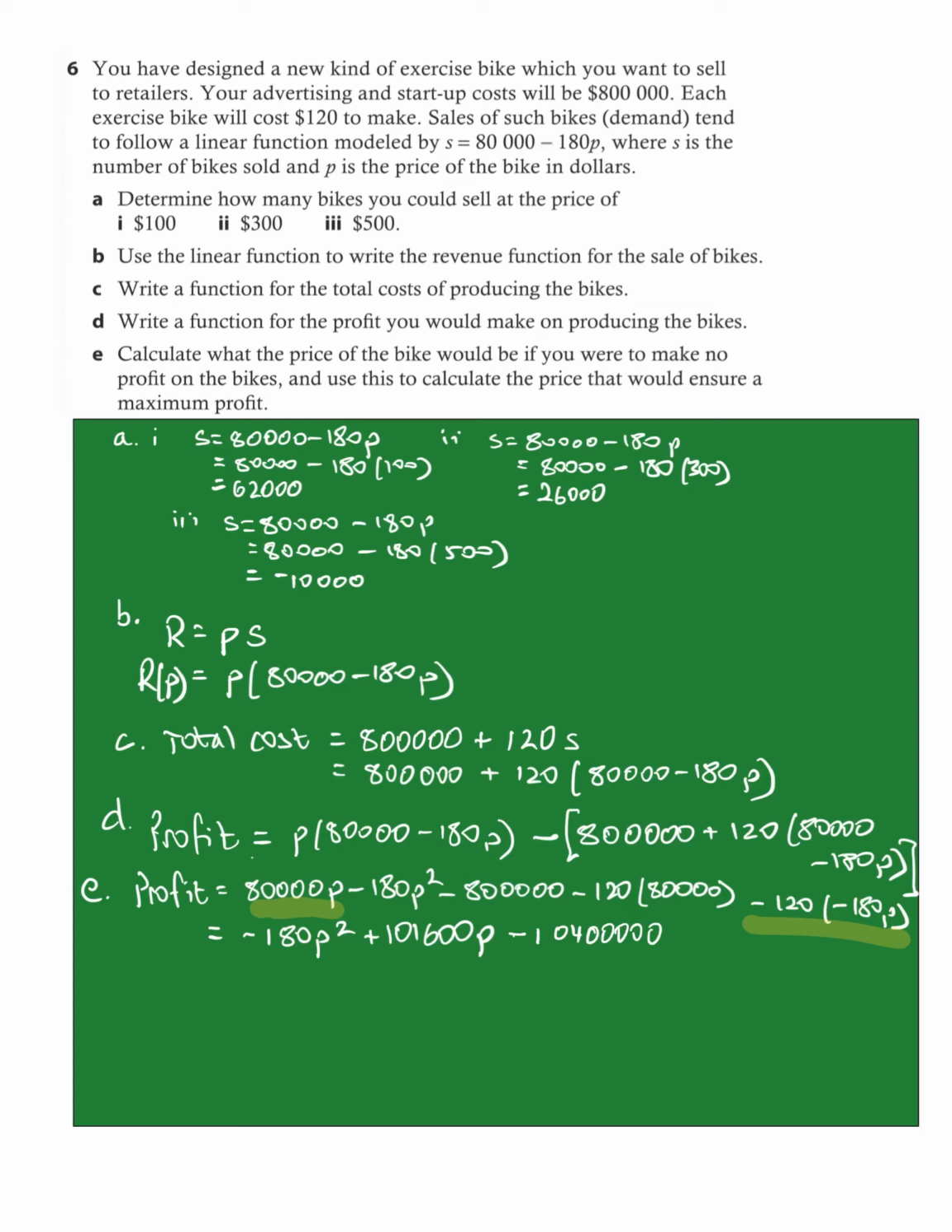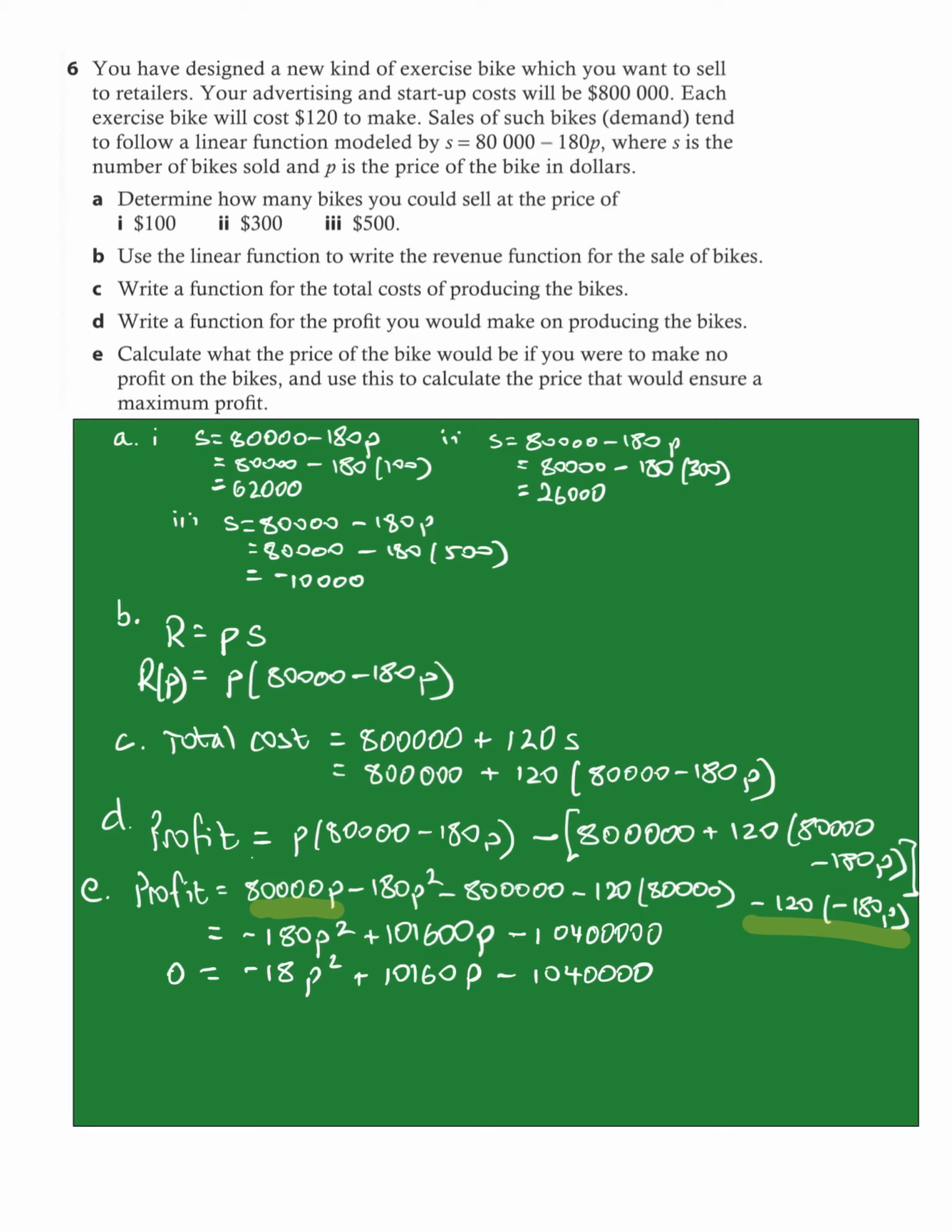Let's knock a zero off everything. We're going to equate this to zero. It says calculate what the price of the bike would be if you were to make no profit. So that's when the profit equals zero. So we put zero equals, and we'll knock a zero off all of these. Minus 18p squared plus 10160p minus 104 and 4 of these. And we have to find the value of p.